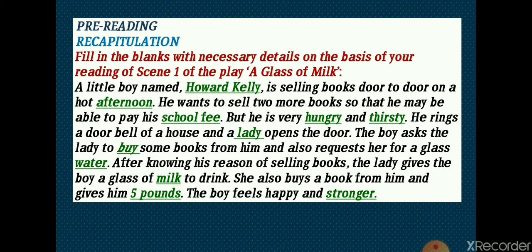After knowing his reason of selling books, the lady gives the boy a glass of milk. You're right. She gave him milk instead because he was looking so weak, and she felt so sympathetic towards that little boy. She also buys a book from him and gives him £5. Right answer. And the last line is the boy feels happy and stronger because milk gave him the necessary energy that he needed.